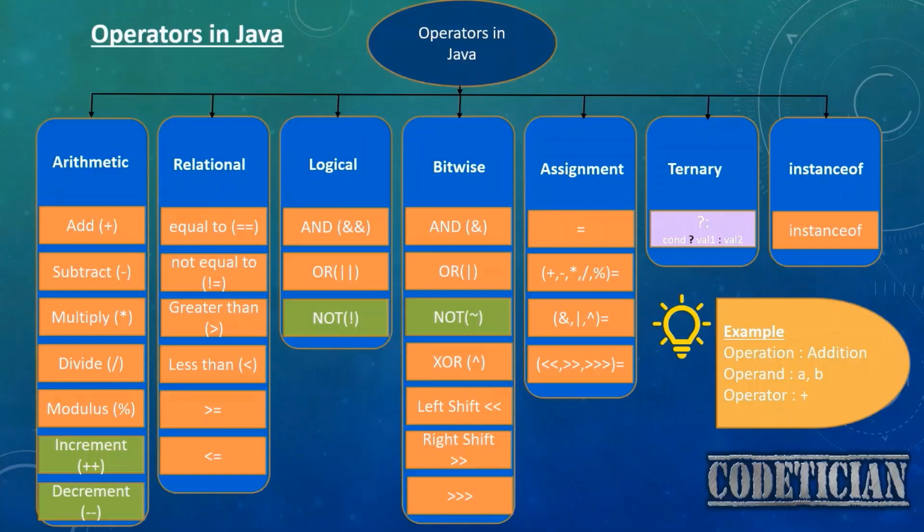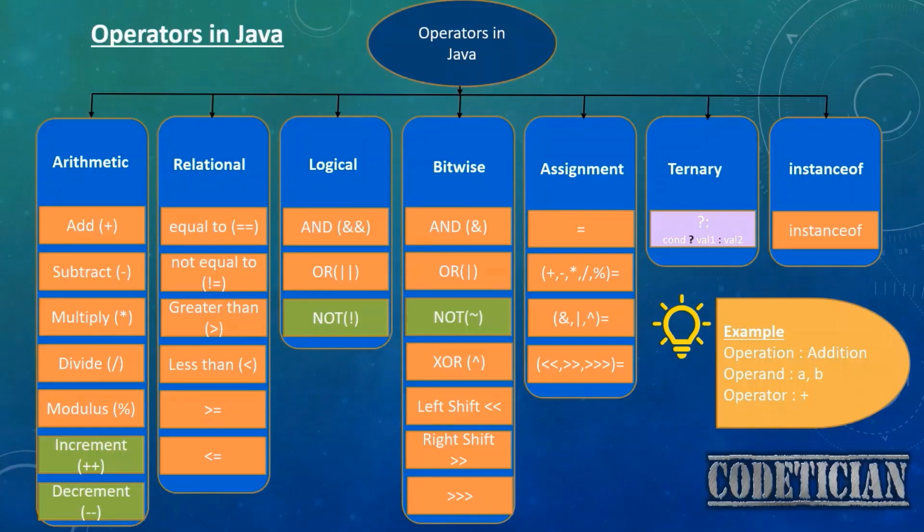Let's begin. In this section, we are going to learn about operators in Java. Before we proceed, there are three terms that you must know: operation, operand, and operator. Suppose you have to add two numbers, then the operation is called addition. The two numbers that you are going to add are operands, and the symbol that you are going to use is the operator.